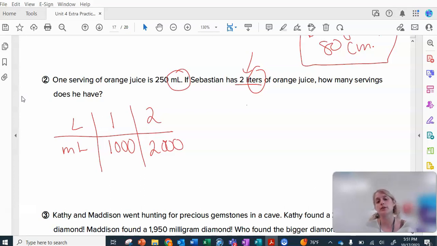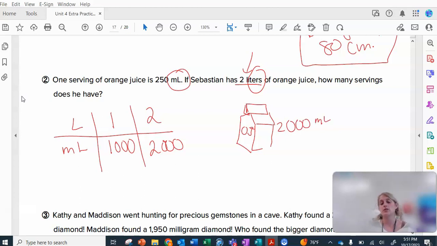So let me draw you a little picture here. I got my orange juice. There's my carton of OJ. One of those square-ish 3D cartons. Okay, not my greatest drawing, but there it is. It's 2 liters of orange juice, which is 2,000 milliliters.